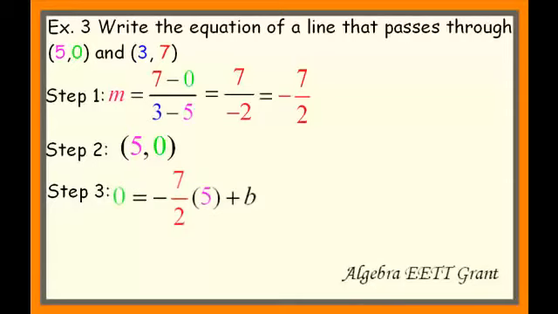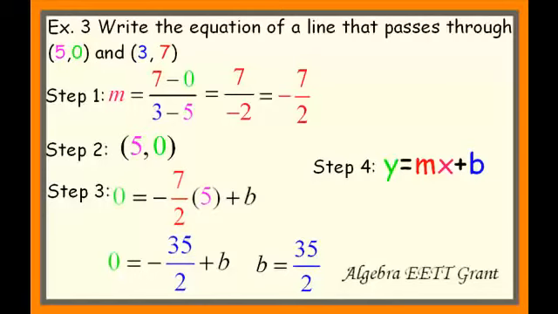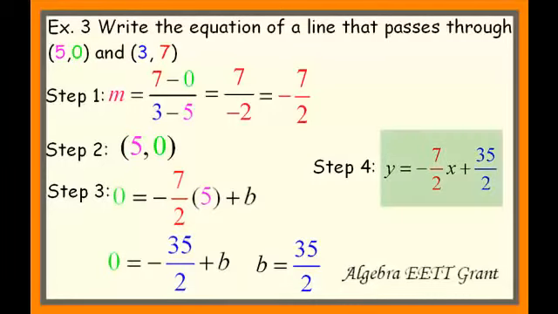If you do that, you're going to get 0 equals negative 7 halves times 5 plus b. Negative 7 halves times 5 is negative 35 halves. To take that to the other side, you do the opposite, which is to add it to both sides, and 0 plus 35 halves is 35 halves. So we've got the y-intercept and the slope. In place of m, we put negative 7 halves, and in place of b, we put 35 halves. The equation of the line through (5, 0) and (3, 7) is y equals negative 7 halves x plus 35 halves.